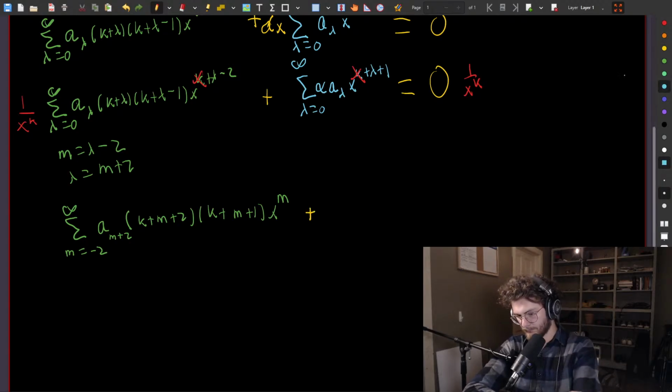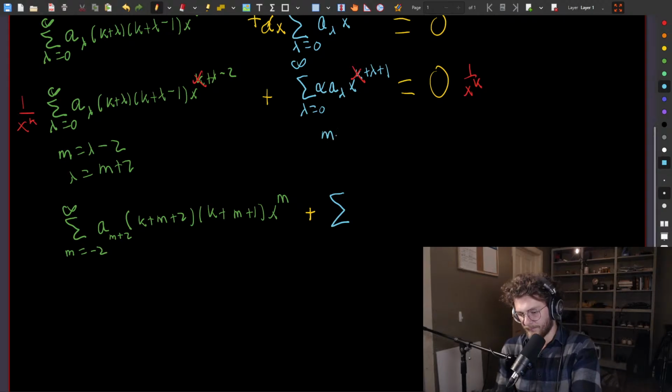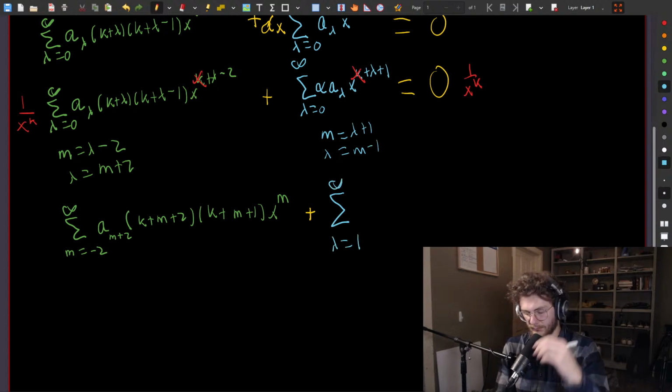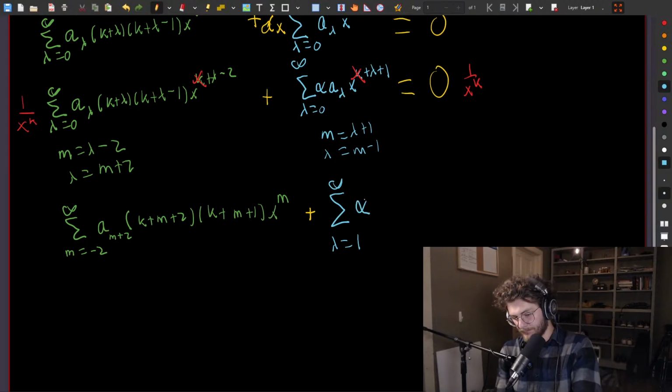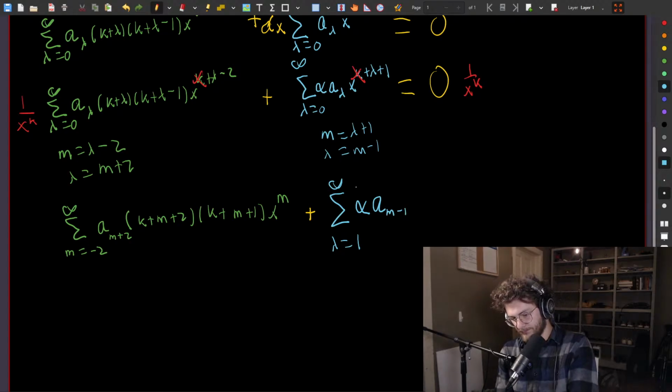Plus. Now this one is plus 1. I could have not done the sub like this. I could have gotten it to be equals lambda plus 1, but I'm just going to do the sub here anyway. So we're going to say m equals lambda plus 1. Lambda equals m minus 1. So we could say lambda equals 1 now to infinity. Alpha a, m equals lambda plus 1. Lambda equals m minus 1. X to the m equals 0.